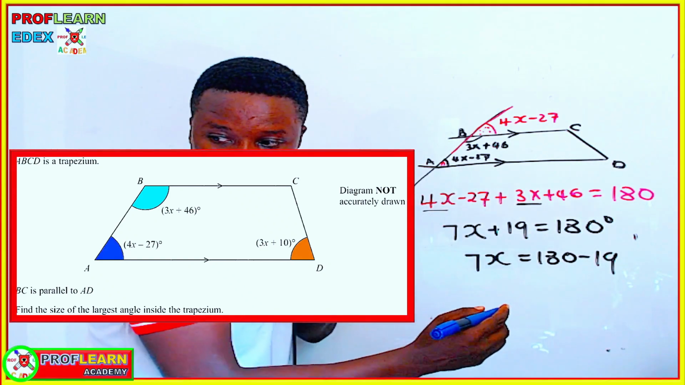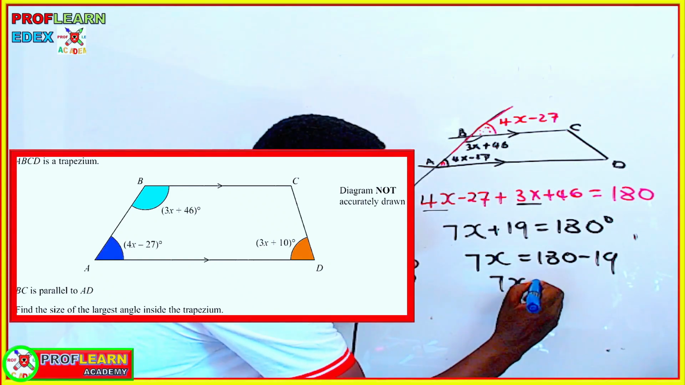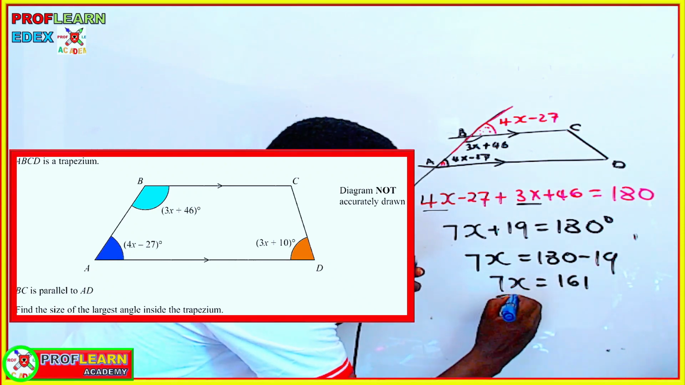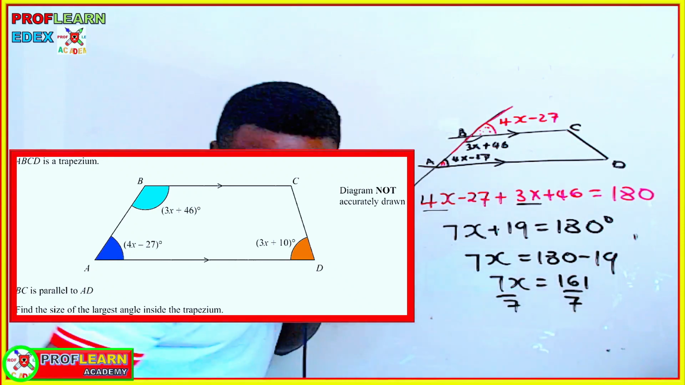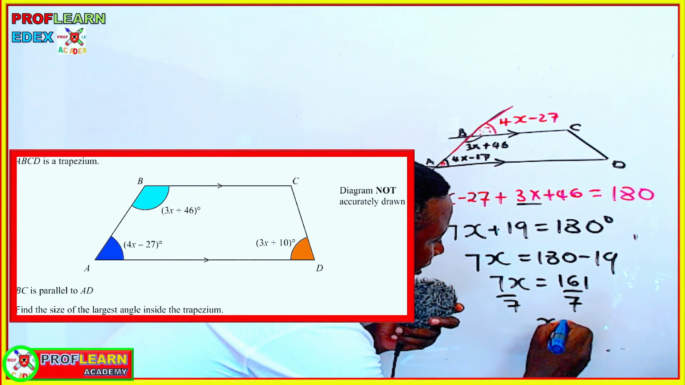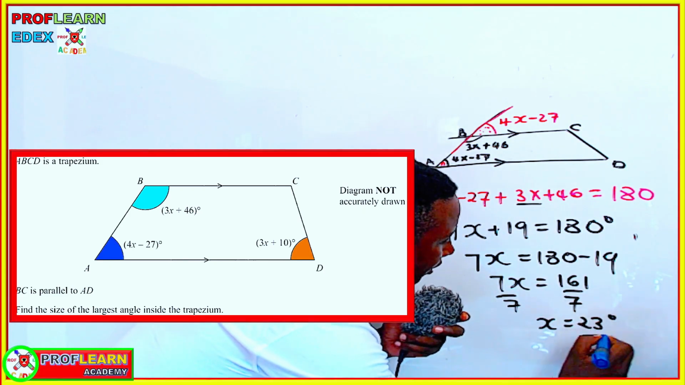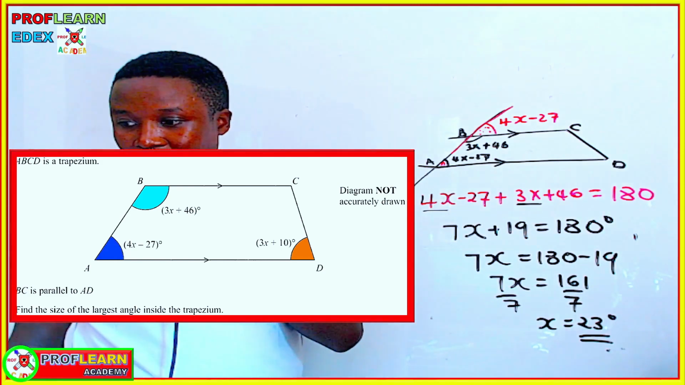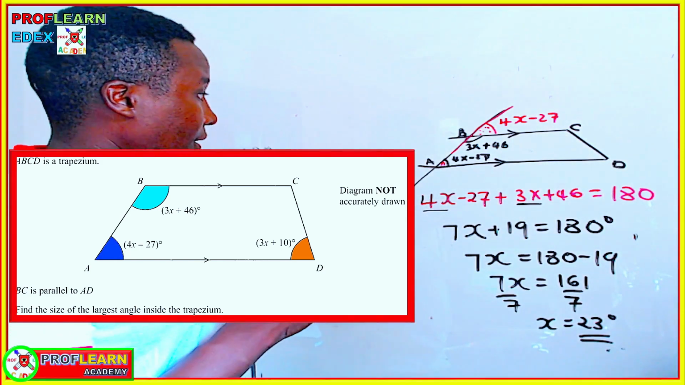Okay, and working this, we're going to get 7x equals 161, divided by 7 on both sides. What do we get for 161 divided by 7? We get 23. So x equals 23 degrees. So in the end, we have x, that is actually 23.